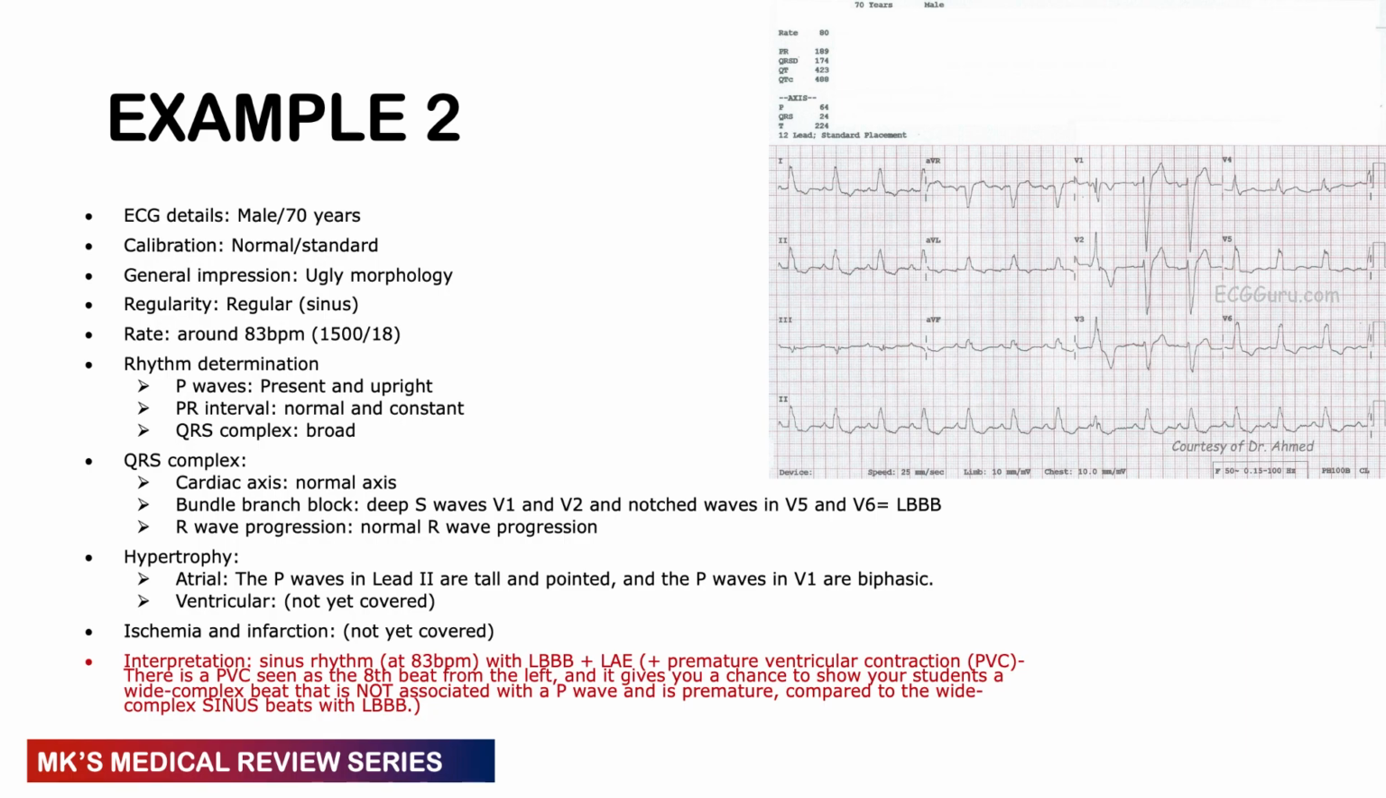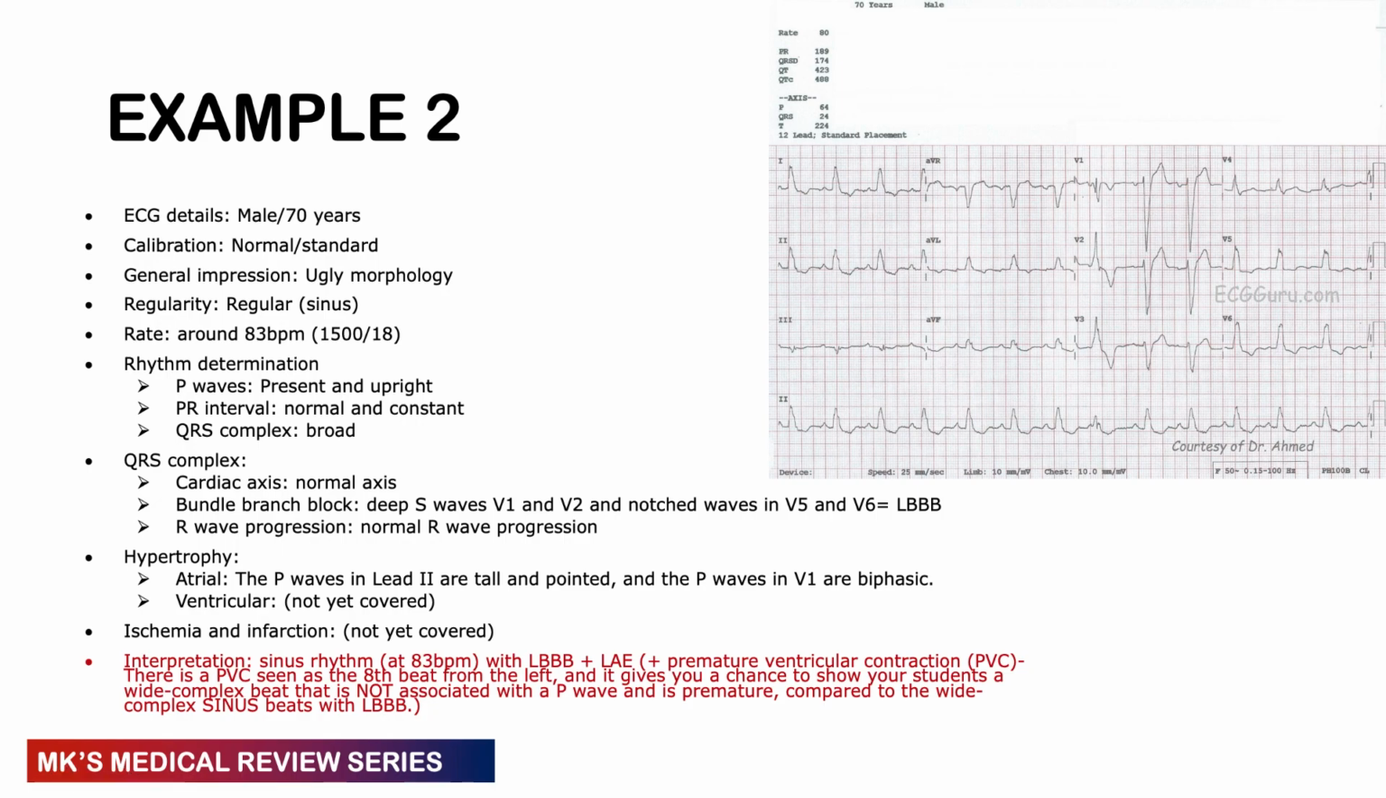Then in terms of hypertrophy, we now look at the atria, we look at the P waves. If you look at your P waves very closely, especially the P waves in lead 2, they are actually quite tall and quite pointed here. We can even see this especially in lead V1, where you have this biphasic P wave, though it's normal. I just wanted to point out that you have this biphasic P wave. We can also see that there is some slurring or rather sloping of the ST segment here, but I'm not going to talk about that right now.